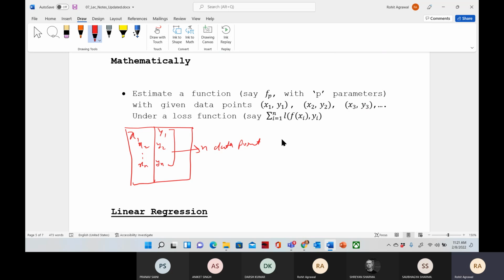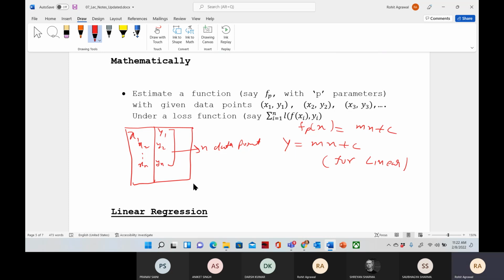So in case of linear, the function was y equals mx plus c. So you can say our f of p of x is equal to mx plus c for linear. Keep in mind, I'm telling you for linear. It is not for general purpose. So for estimating a function f of p, p means parameters. In this case, what are the parameters? Parameters are m and c. M and c are the parameters which are unknown. So using these parameters, our goal is to estimate a function.